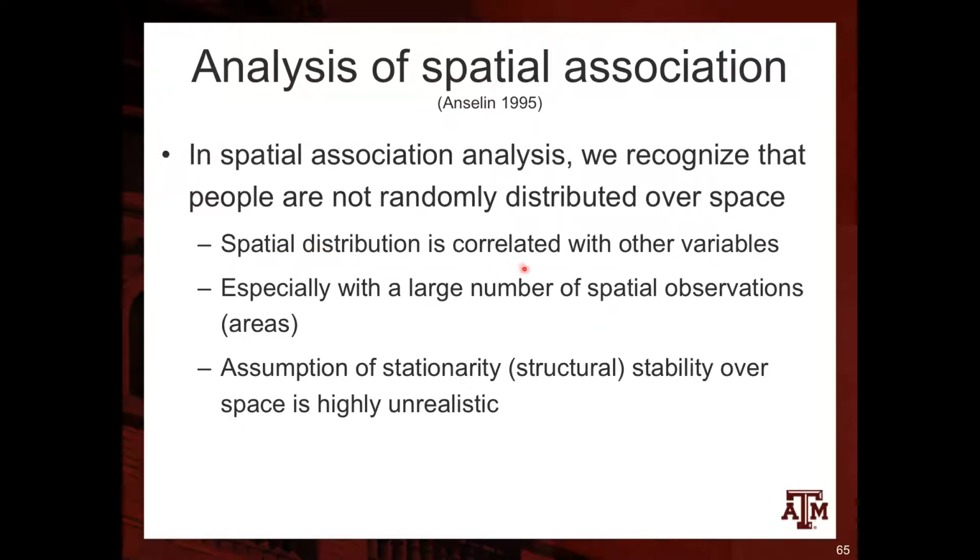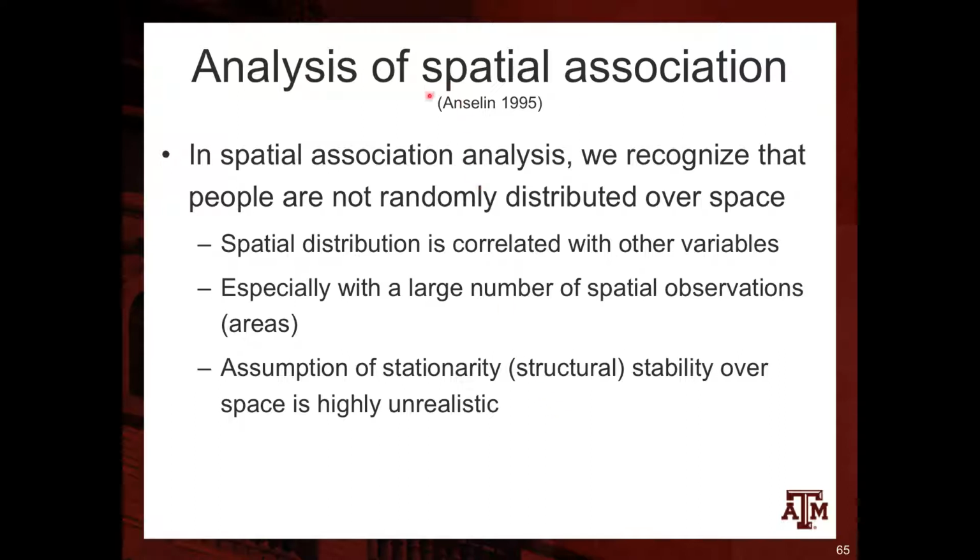Because spatial distribution is correlated with other variables, with the characteristics of the people in those areas, the characteristics of households, and also with contextual variables that vary by state and vary by counties. And that's especially true when we have a large number of spatial observations, when we subdivide a specific territory in a series of different areas. So the assumption of stationary structural stability over space is highly unrealistic. So it's highly unrealistic that people are randomly distributed over space with similar socioeconomic and demographic characteristics.